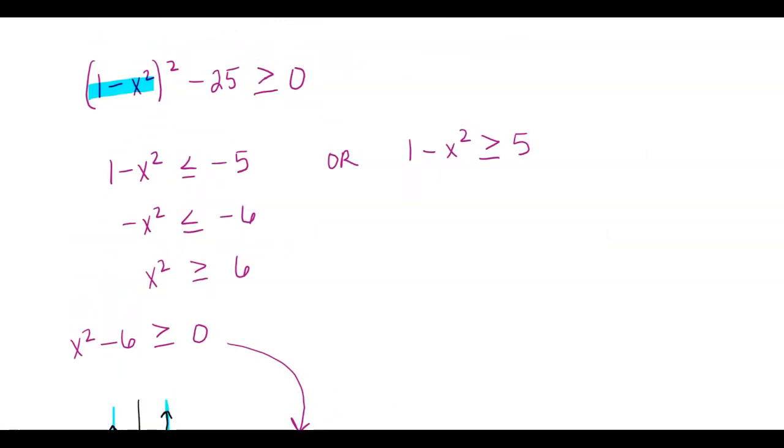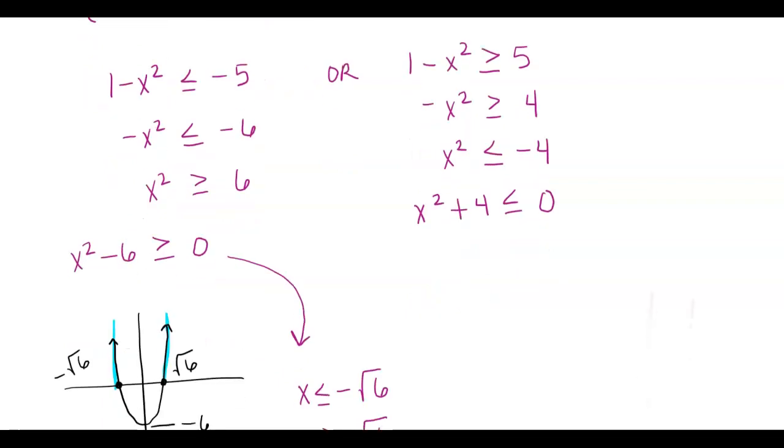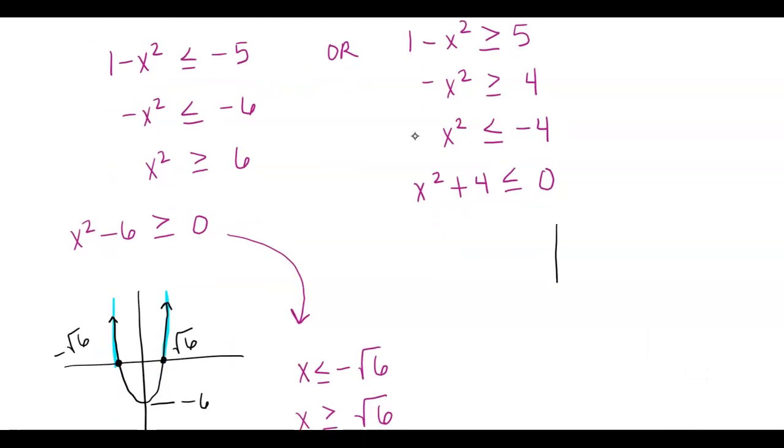Following that same idea, let's subtract 1 from both sides. And then I'll divide by a negative. When I do that, I switch the inequality sign. And I'll rewrite this as x squared plus 4 less than or equal to 0, so that I can also graph and maybe analyze this.